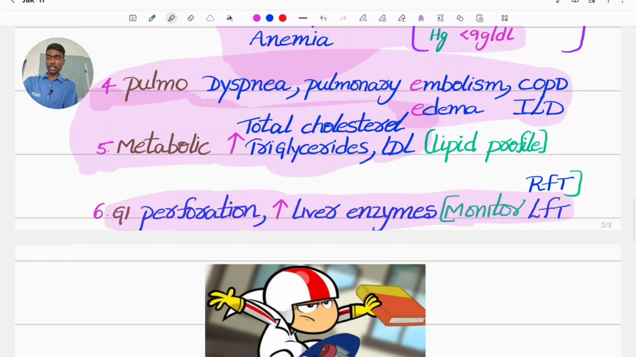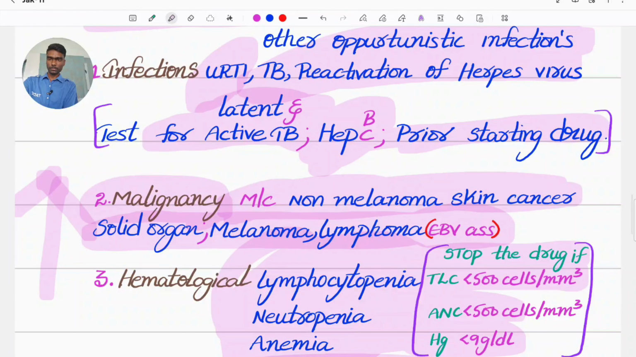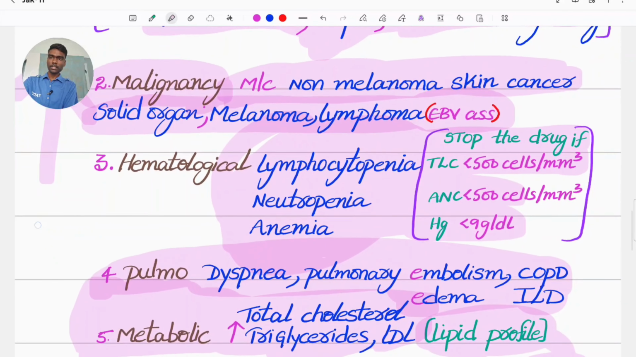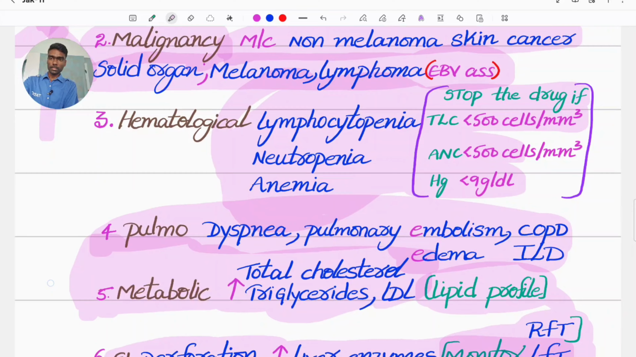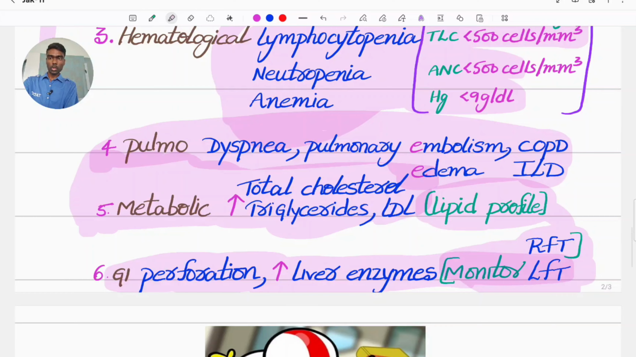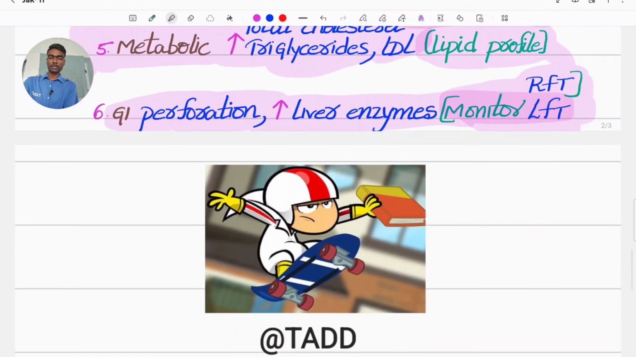It is eliminated unchanged, 30% in urine. So we have to monitor RFTs also, monitor LFT, RFT. These all come under relative contraindications also, infections. So while on Tofacitinib, the patient will be immunosuppressed. So we have to avoid any live vaccines.